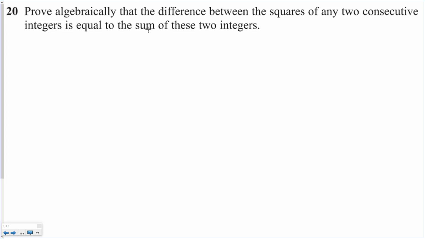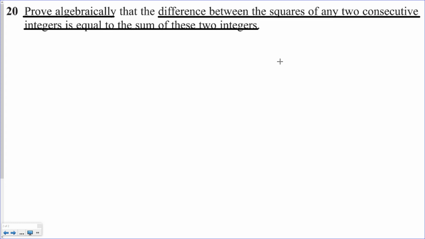Let's start by underlining the keywords in the question. Prove algebraically, so that means we have to use algebra, we cannot do it any other way. The difference between the squares, any two consecutive integers, is equal to the sum. Basically, I've underlined the whole question bar two words, so all of it is important, it's straight to the point.